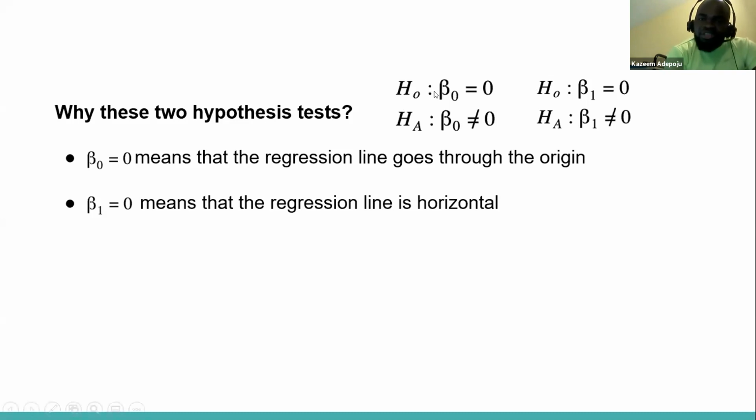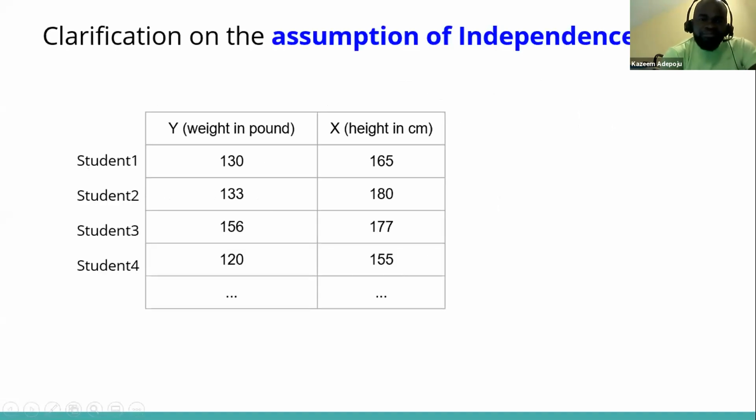That is what you are testing right here. Here you are testing that the line passes through the origin, and here it is saying no, the line does not pass through the origin. And right here you are saying the regression line is horizontal, and here you are saying no, the regression line is not horizontal. That's exactly what we are trying to do right here.